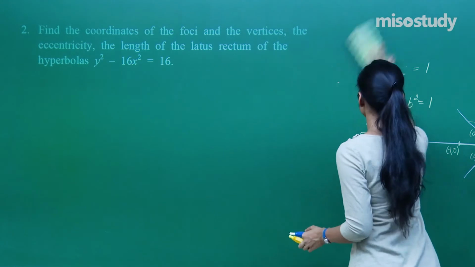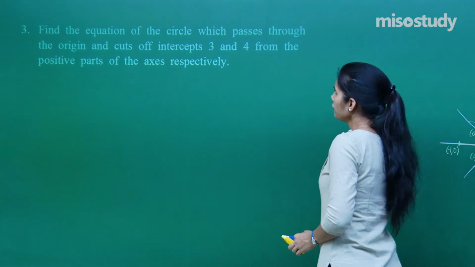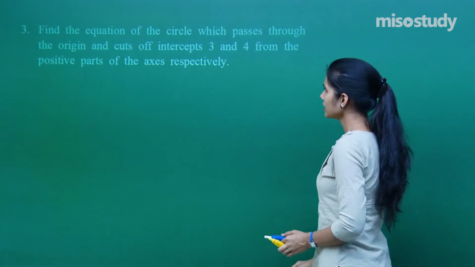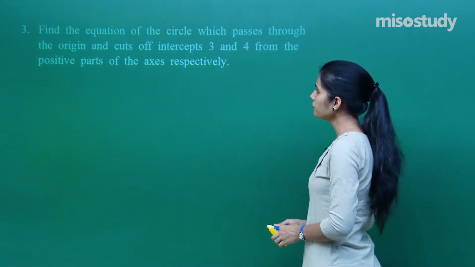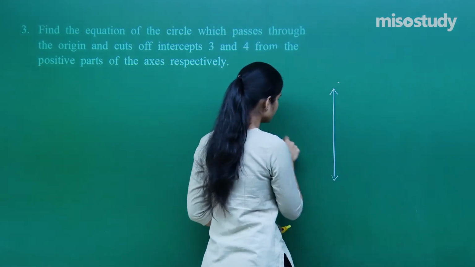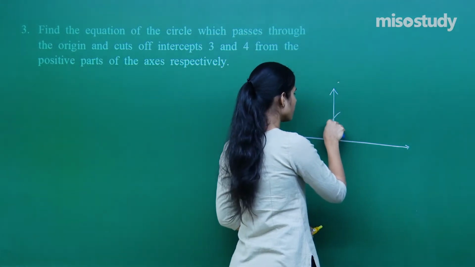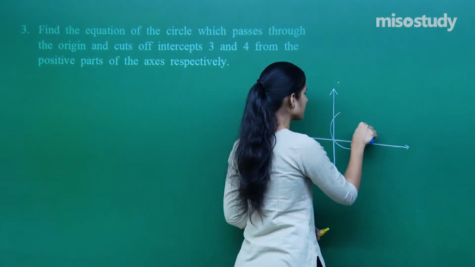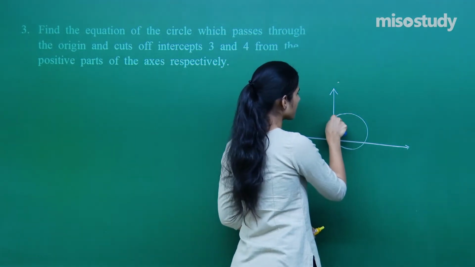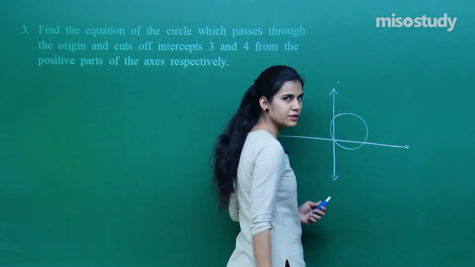Next question says what? Let's try to examine that. We have the third question saying: find the equation of the circle which passes through the origin and cuts off intercepts 3 and 4 from the positive parts of the axes respectively. So here basically the circle is doing what? The circle is passing through the origin, somewhat like this. It is cutting off an intercept on the positive x-axis, cutting off an intercept on the positive y-axis.